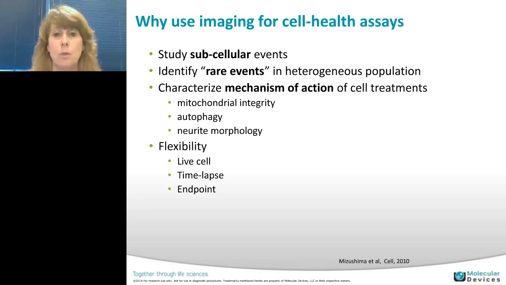For example, in one experiment, we started off looking at autophagy, and realized we were leaving a lot of information behind. So we added a mitochondrial integrity assay, and we looked at the neurite morphology, and then we ended up also adding a measurement of lysosomes inside the cells.